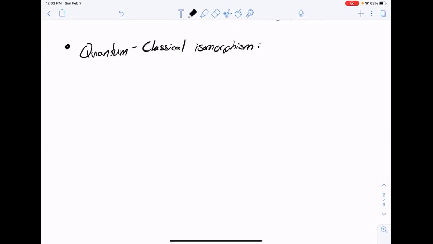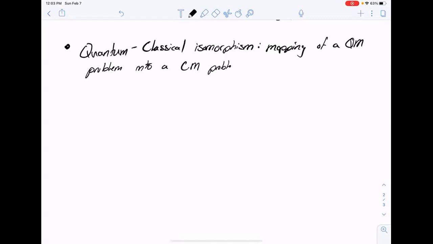This is known as a quantum classical isomorphism. It is a mapping of a quantum mechanical problem into a classical problem, where the classical problem has more degrees of freedom.